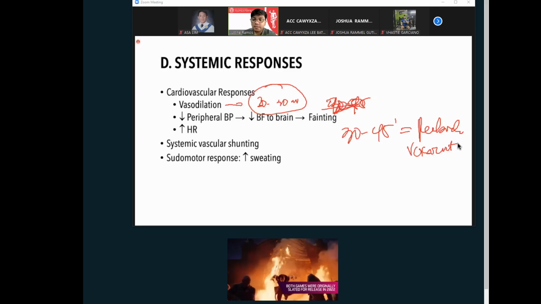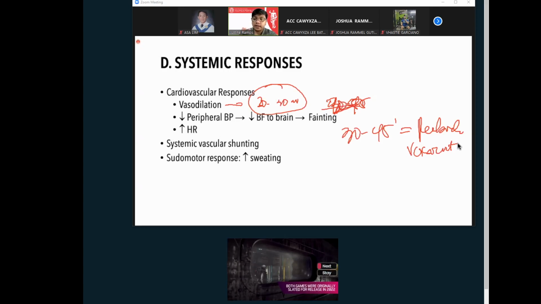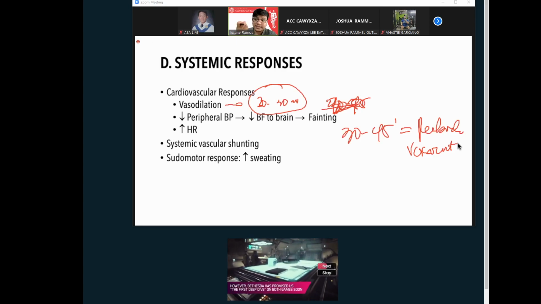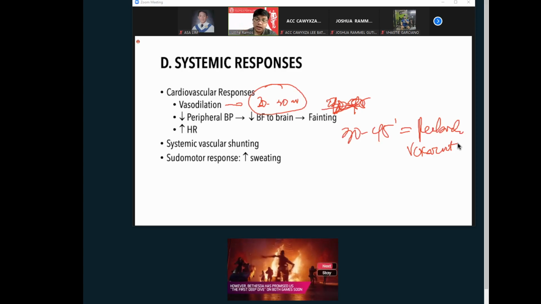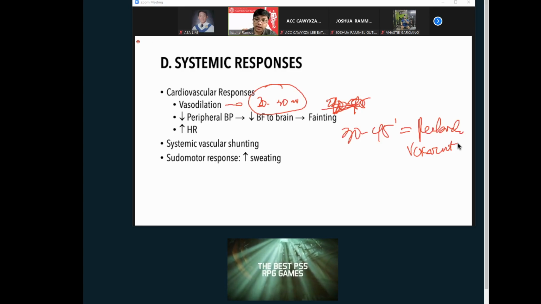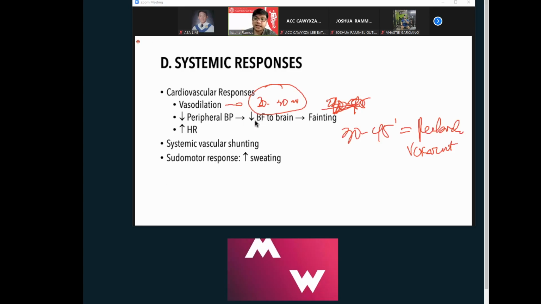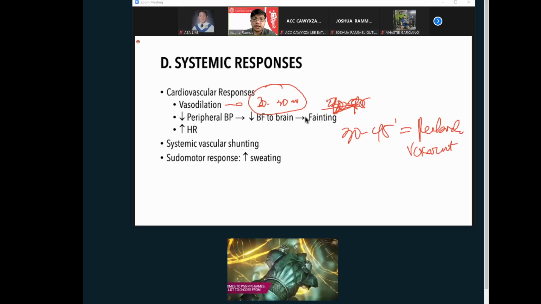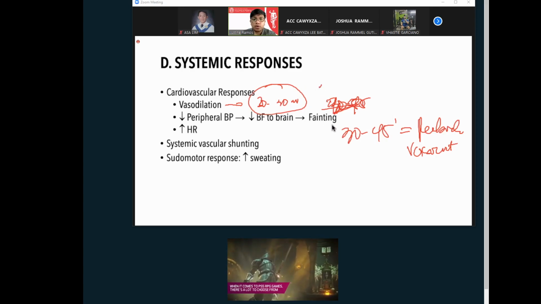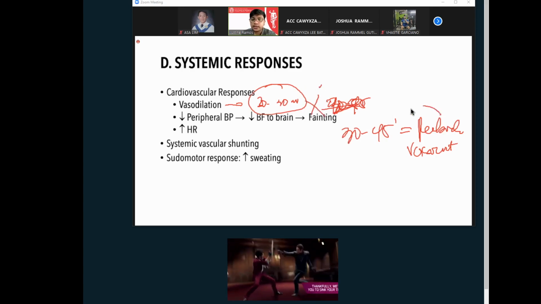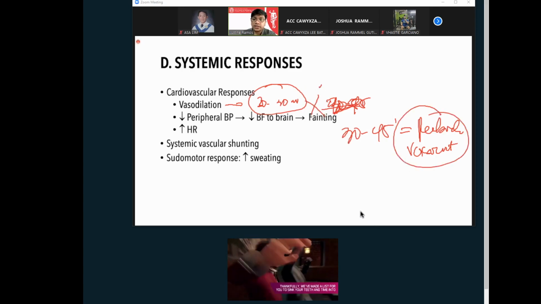At the same time, what would happen? The blood vessels will react by constricting in response to extended application of heat. Kaya you don't provide heating modality more than 30 minutes. Otherwise, you would have rebound vasoconstriction.